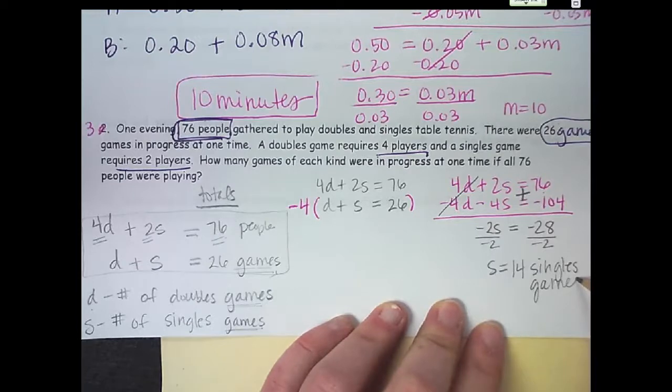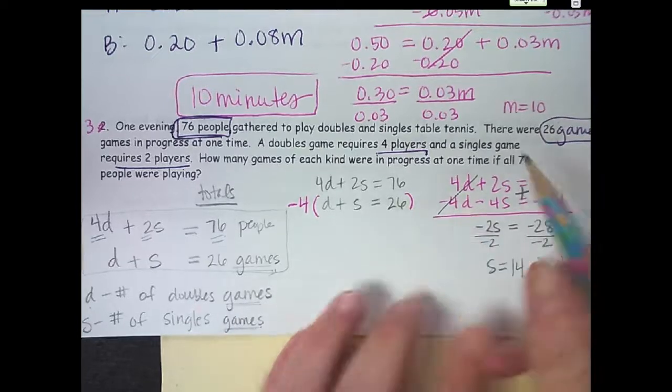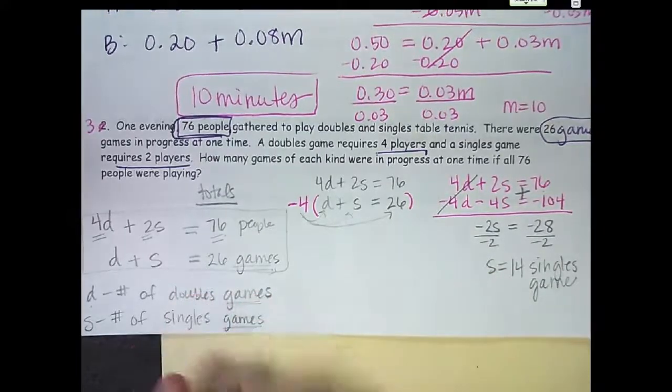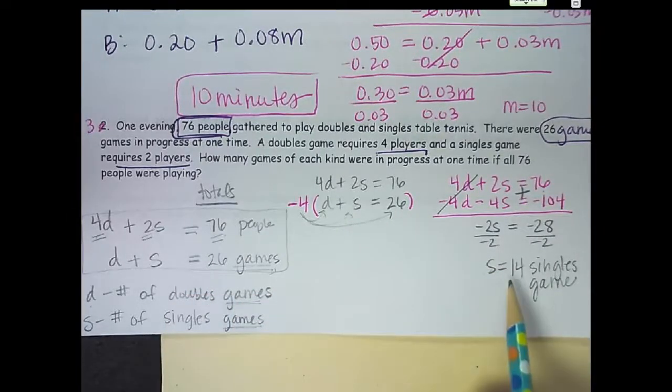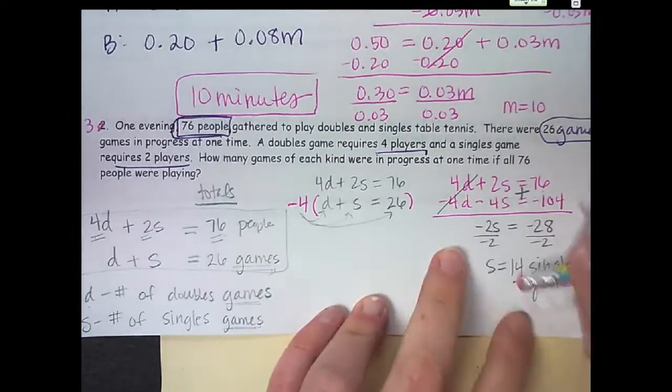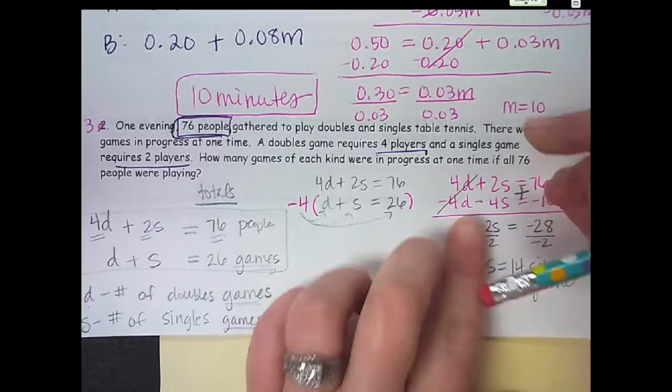Wait, so you did that negative 4 times 26, right? Yes, I did every single thing. Perfect, all 3. Okay, what if this had turned out to be negative 14? Then you didn't do it right. It's not no solution. It's a word problem. You're going to get an answer. You did something wrong because you can't have a negative number of games.